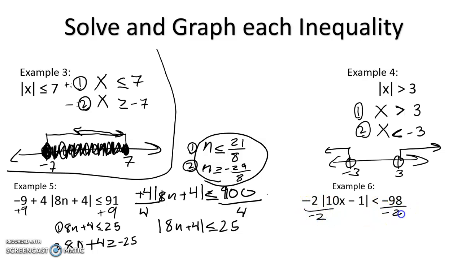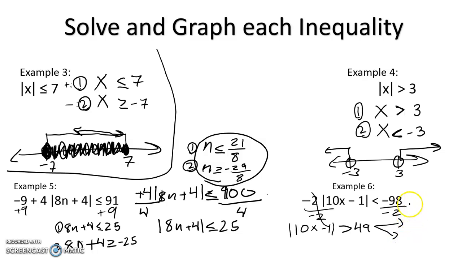So I'm going to divide the negative 2 on both sides, get rid of that. Absolute value of 10x minus 1. And once again, as we're reviewing here, if I divide by a negative, I actually have to flip this symbol right here. So I'm going to go ahead and flip this inequality symbol and make it go this way. So instead of being less than, it's going to be greater than. Negative divided by negative gets me a positive number. And so I'm all set and ready to go.